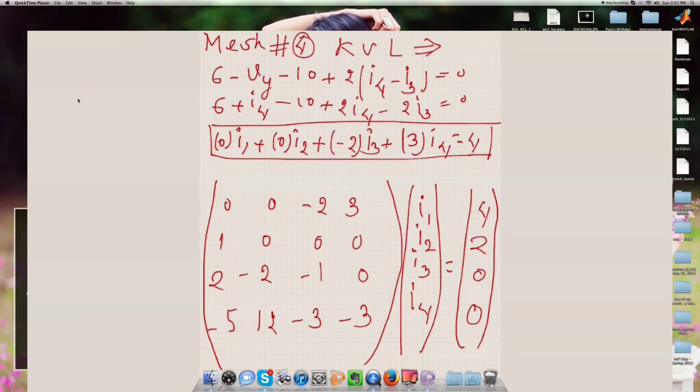So this is your matrix equation. You're looking at an impedance matrix, which is the coefficient matrix, times the current vector equals the source, which is the voltage vector. Namely, this is our Ohm's law in matrix form. This is the conclusion of the problem.